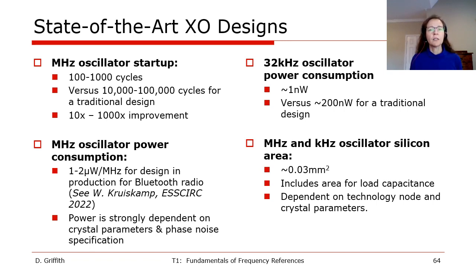For 32 kilohertz oscillator power consumption, the state-of-the-art is around a nanowatt versus around 100 to 200 nanowatts for traditional design. For both megahertz and kilohertz oscillators, the silicon area state-of-the-art is around 0.03 square millimeters, which includes area for the load capacitance. Again, this is dependent on the crystal parameters and the technology node used for the design.